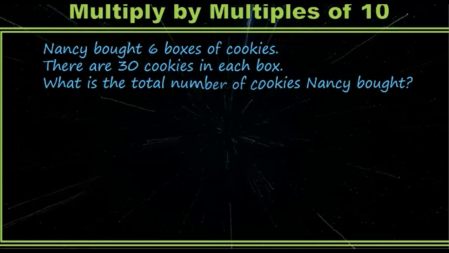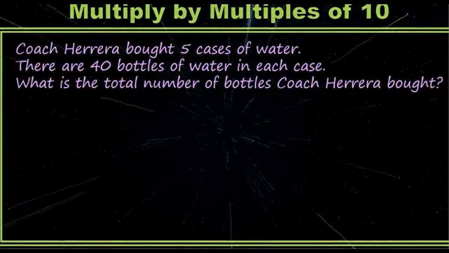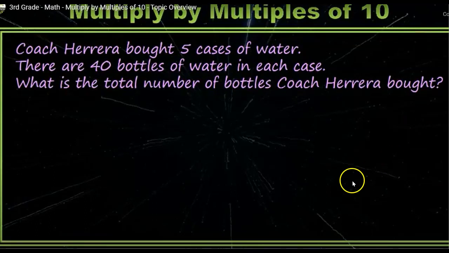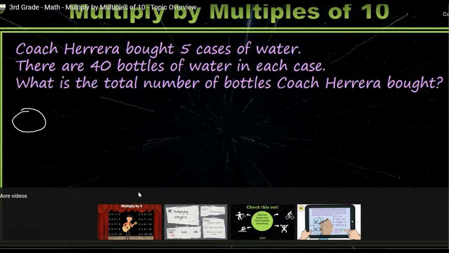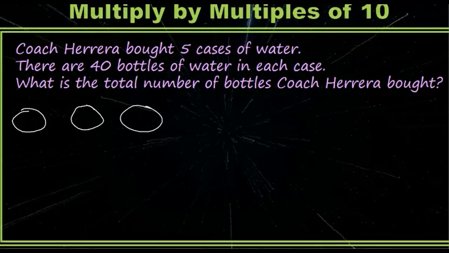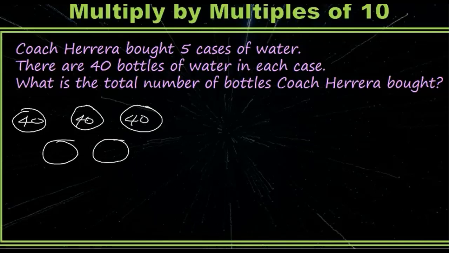I thought so. Okay, Coach Retta is buying 5 cases of water, and there are 40 bottles in each case. Okay, go ahead and do this one. Somewhere on your book, 1, 2, 3, 4, 5 cases, and there are 40 in each case. Again, you could add 45 times, but we're practicing some new methods, so let's do that.